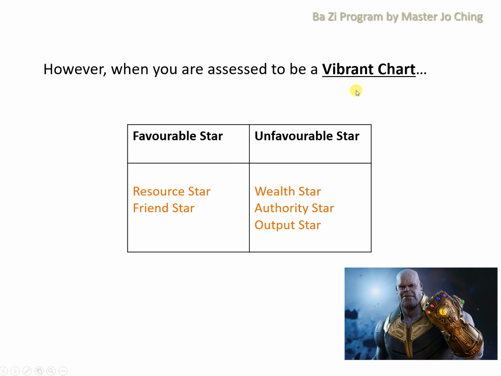The last one is vibrant chart. So vibrant chart looks like a very strong chart, but of course, based on our criteria, based on a system that we have been using, we will tell you whether you belong to vibrant or fake vibrant chart. They are the same thing. So what they like to see here is that they like to be further strengthened by resource star. They are deemed as very, very strong, but actually they are not. They are vibrant chart, so they like to be further strengthened by resource and friend star. And on the other hand, they do not like wealth, authority, and output star.